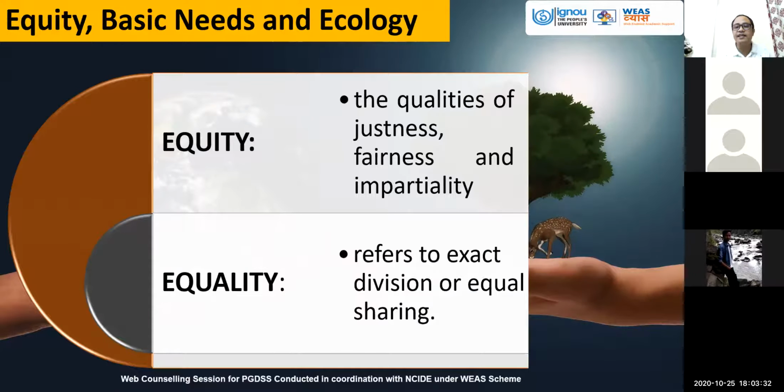Equality means exact division or equal sharing of resources, and everybody should have the same. If we maintain equality, this exact division or equal sharing, we can say that most of the people around the world would have their basic human needs. That we have to understand.